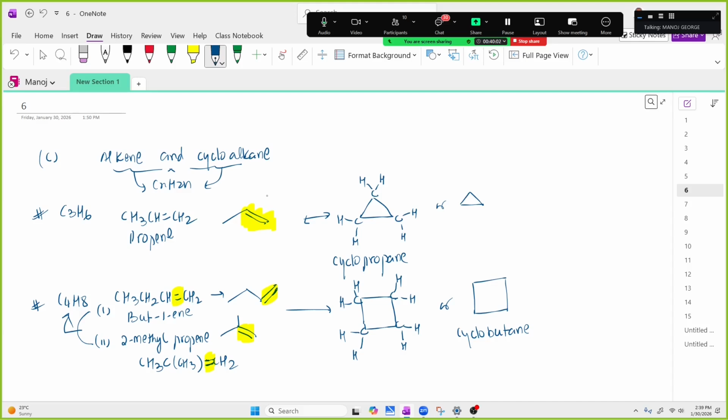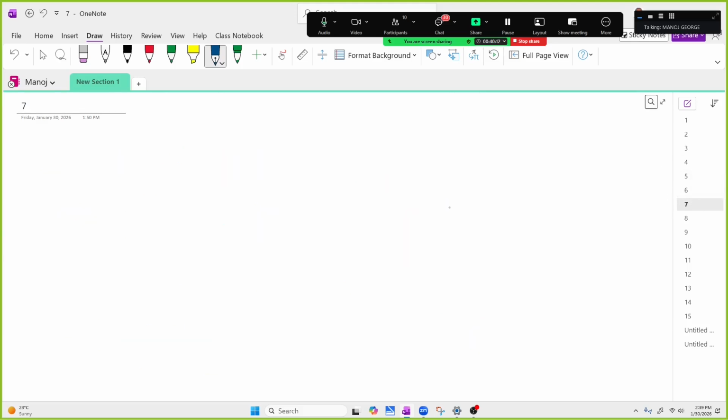Okay, if everything is ready, we are now going towards space isomerism. Any questions on structural isomerism? Everything is okay? Okay, let's have a look. So what we are doing now is space or stereoisomerism.